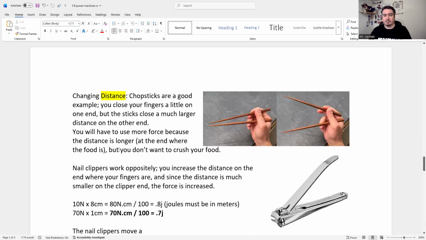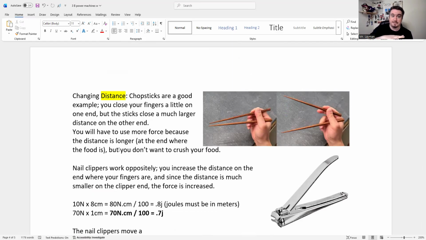Changing distance is also something we see a lot. Chopsticks are a good example of this. You close your fingers a little on one end, and the chopsticks on the other end move a lot more. You're going to have to use more force because the distance is longer at the end where the food is, but chopsticks are designed so that you don't crush your food.